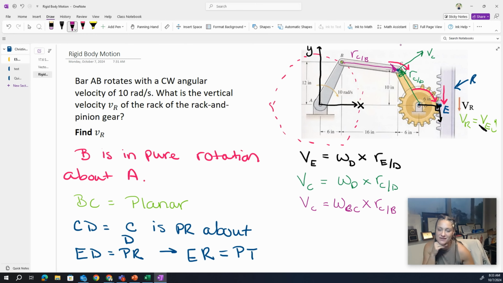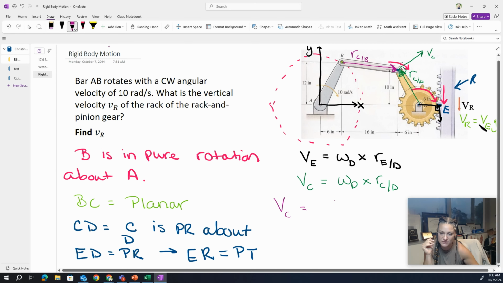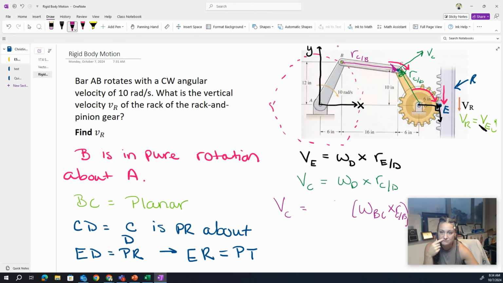Because it's undergoing planar motion. So let's think about this again. What's the planar? Planar has VC equals omega BC cross RC with respect to B, but it is also moving at a linear velocity. So let's look at B.